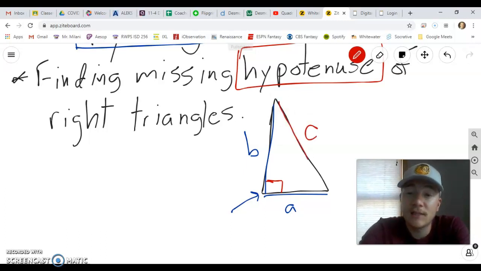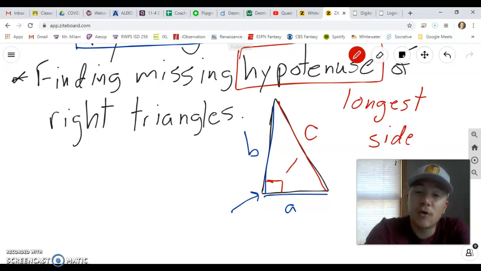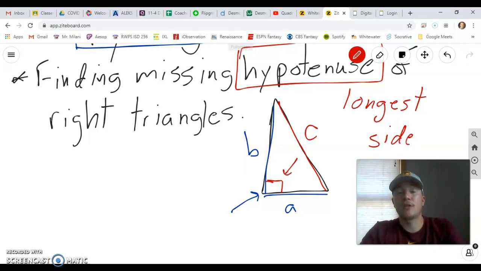That longest side, the hypotenuse, is the longest side of a triangle. And in a right triangle, it's always going to be straight across from the right angle. So when you're missing your hypotenuse, how do you tell if it's a hypotenuse? It's the side that's across from that right angle. The right angle is opening up to the biggest side of the triangle, and in that case, it is your hypotenuse. And we call that C.